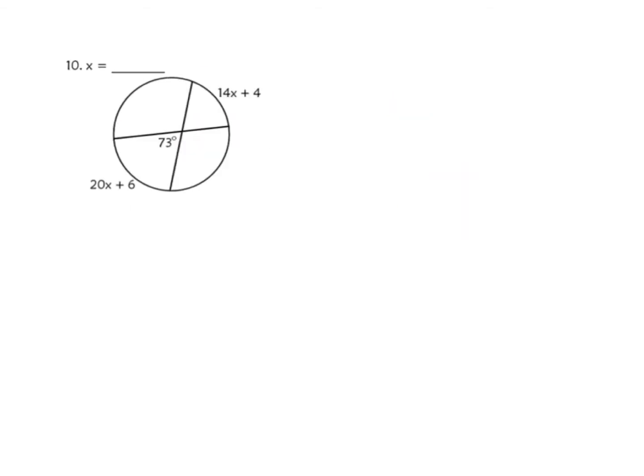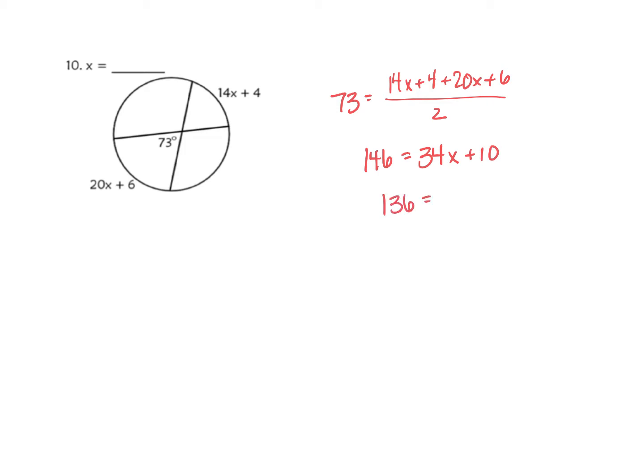Okay, so this problem is just like the last one. We have an inside angle. So my angle is equal to, I need to add my two expressions together. 14x plus 4 plus 20x plus 6, all divided by 2. Multiply both sides by 2, I'm going to have 146 equals 34x plus 10. Subtract 10 from both sides. I have 136 equals 34x. Divide both sides by 34, and I get x equals 4.